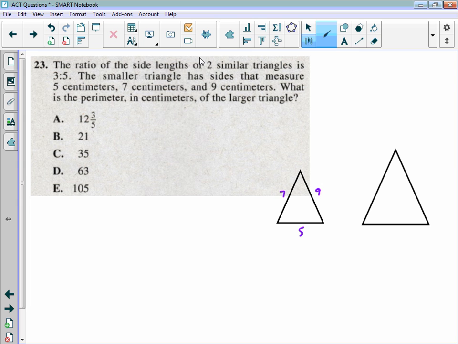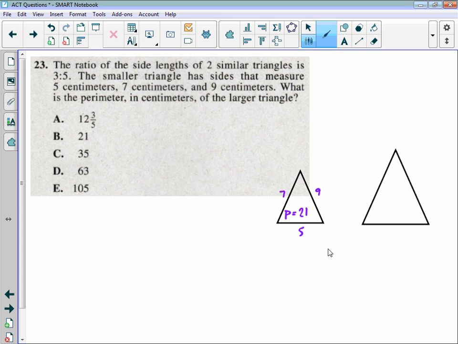So there's a couple ways to do this. You can find each of the sides, and then you can find the perimeter by adding up all three sides. Or you can find the perimeter of this one, and then use it to find the perimeter of the bigger one. So I'm going to do it that way. If you take your 5 plus 7 plus 9, you end up with 21. And you do have a calculator, so don't be afraid to use it.